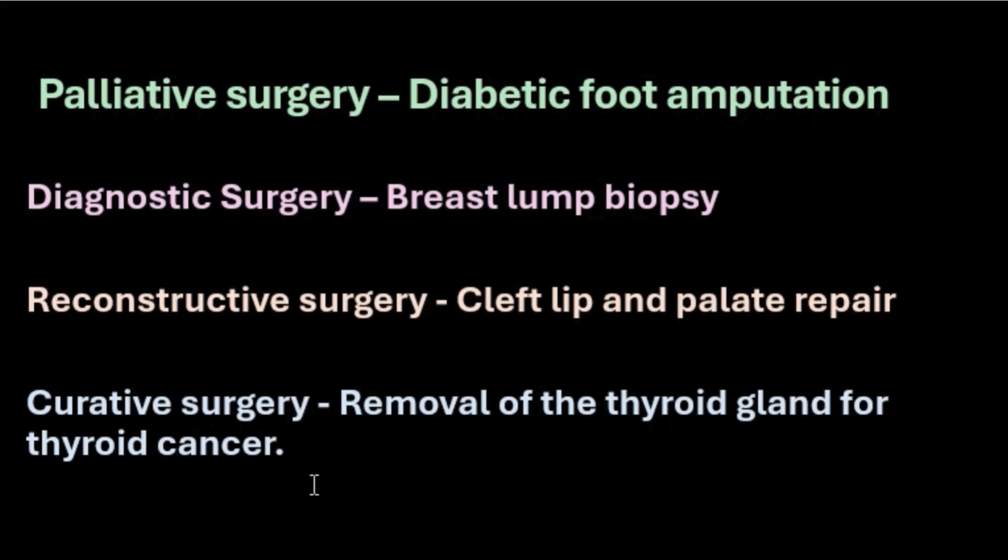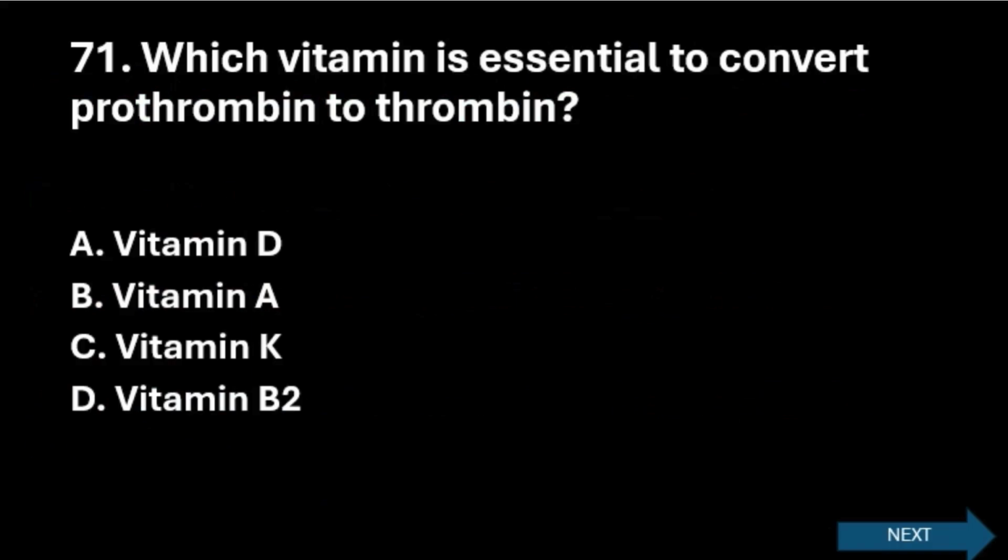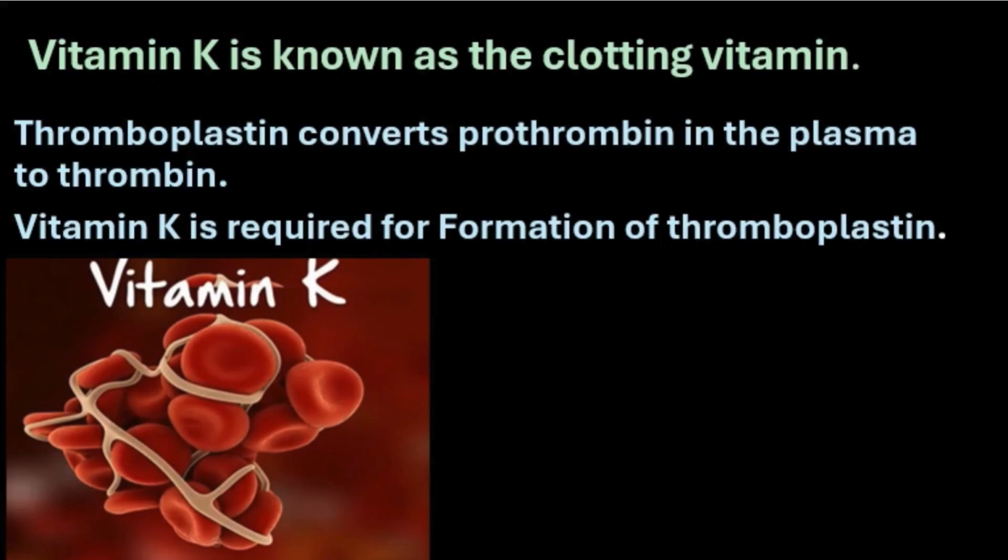Next question. Which vitamin is essential to convert prothrombin to thrombin? Option A, vitamin D. Option B, vitamin A. Option C, vitamin K. Option D, vitamin B2. The right answer here is option C, vitamin K. As you know, vitamin K is known as the clotting vitamin. It is responsible for clotting. Thromboplastin converts prothrombin in the plasma to thrombin. Vitamin K is required for formation of thromboplastin. So this is the relation of vitamin K with blood clotting.